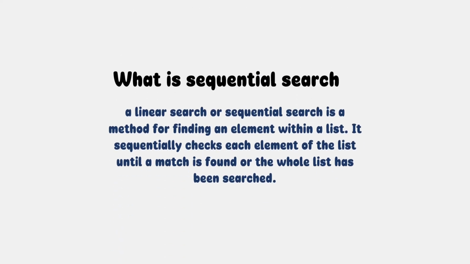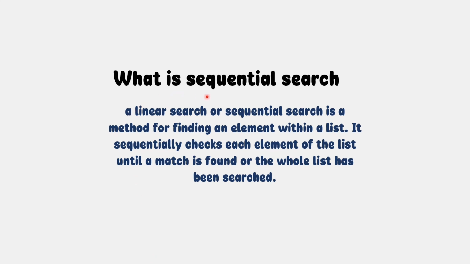Okay, let's talk about how we do the sequential search. What is sequential search? A sequential search is a linear search or a method for finding an element within a list. It sequentially checks each element of the list until a match is found or the whole list has been searched.